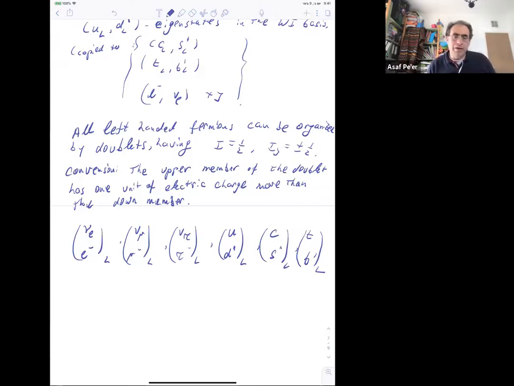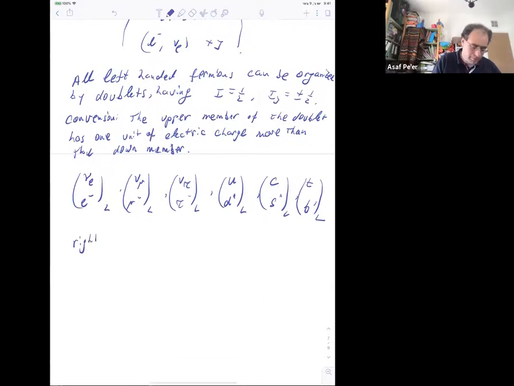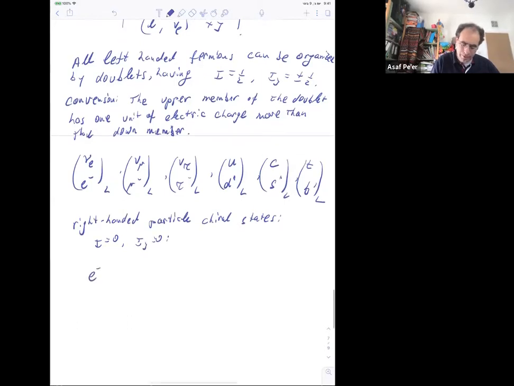Now the right-handed chiral particle states are placed in the weak isospin as singlets. So for the right-handed states, they all have I equal to 0 and I3 equal to 0. e minus right, mu minus right, tau right, and then u, c, t, d, s, and b.